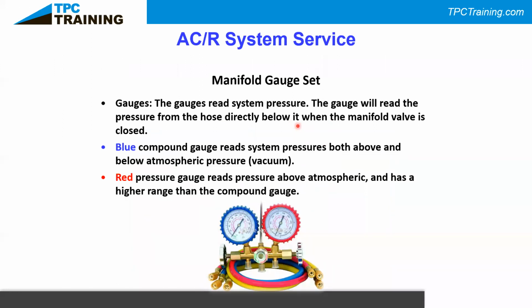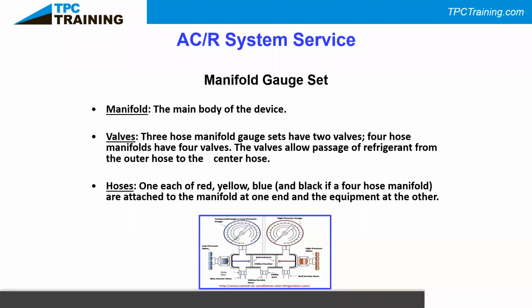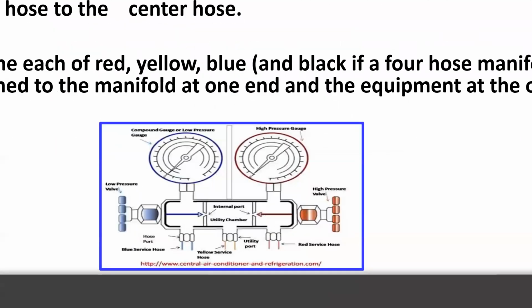The manifold gauge set, again, gauges read system pressure. The gauge is meant to read directly the hose when the manifold is closed. That's what we saw in this picture here. So it doesn't matter. As long as that is closed, the refrigerant is going to go right through into our gauges without having to exercise that valve to allow the pressure to go through. It's going to read right through without us having to do anything to change that.